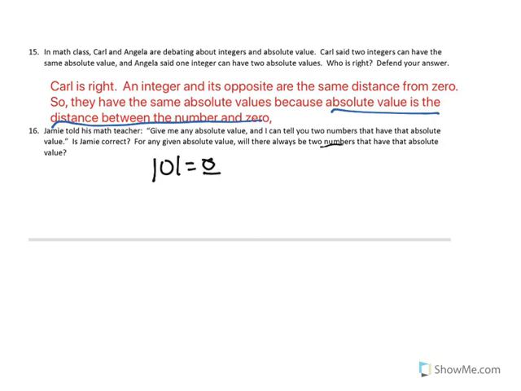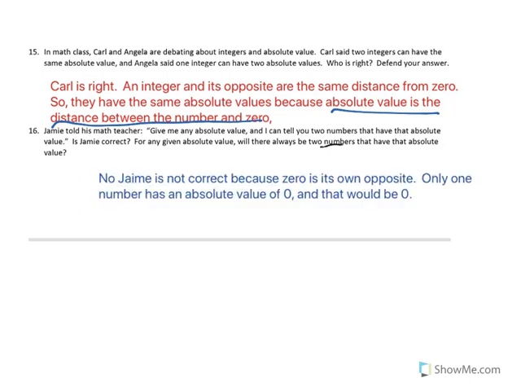So in this case, if I say, what's the absolute value of 0, you can only give me one number, and that is 0. You can't say positive 0 or -0 because there is no such thing. So that was a trick. Don't worry about getting that one right or wrong because it was a trick answer. So Jamie is not correct because 0 is its own opposite. Only one number has an absolute value of 0, and that would be 0. That's the only time it's going to be wrong. Other than that, Jamie would have been correct.